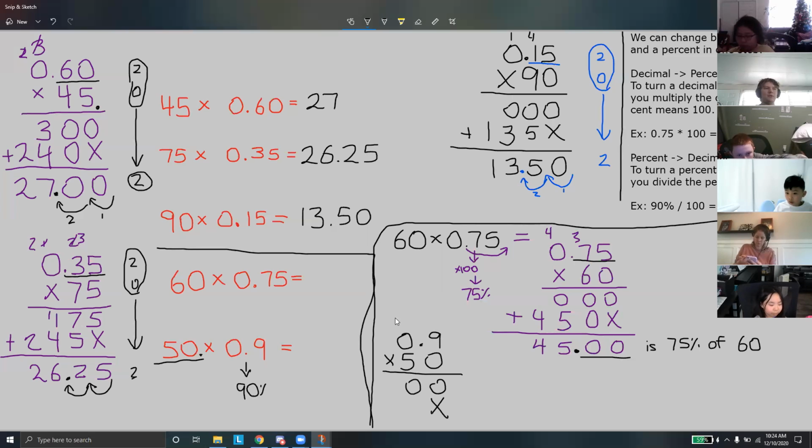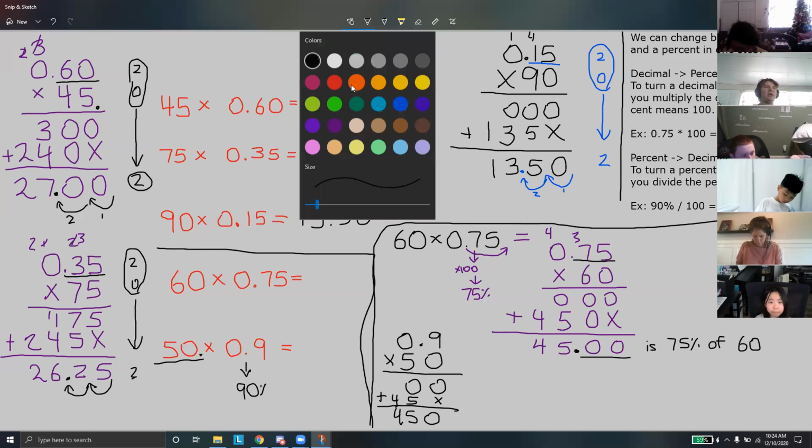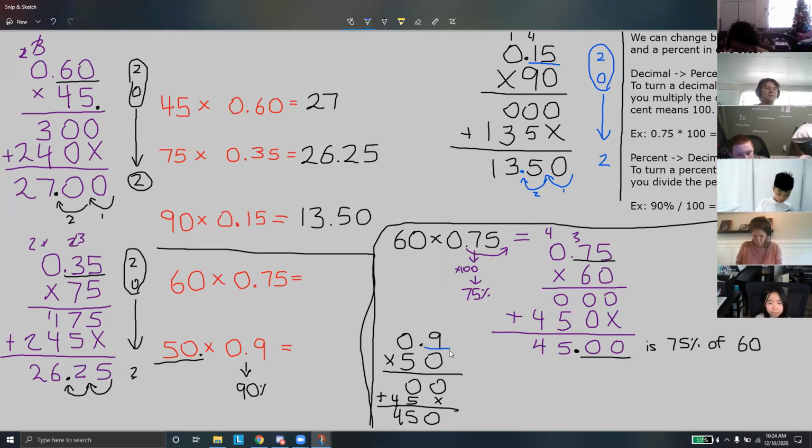5 times 9 is 45. 5 times 0 plus 4. So we're going to get 4, 5, 0, and then we have to find out, let me write this a bit better. X, 5, okay. And for our question, we have one number after the decimal for 9, 0.9, and then we have 0 for the 50, and so 1, 0, and so we want one number to the right of the decimal for our answer.